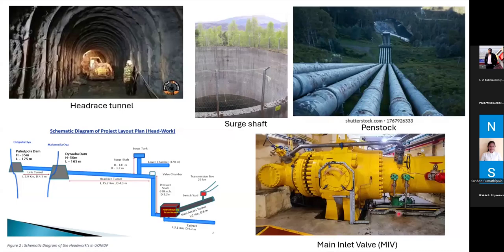Then we have the main inlet valve, commonly known as the MIV. It is the main valve that stops the water going into the generator, but it is not operational when the water is flowing. It is a valve that operates when we have stagnant water, and if we require the MIV to operate while the water is flowing, it is like a one-time job.